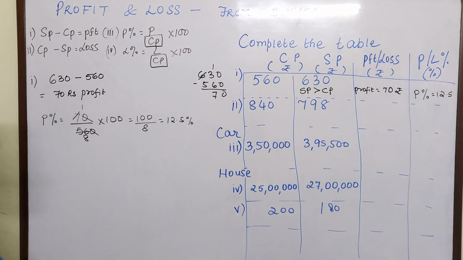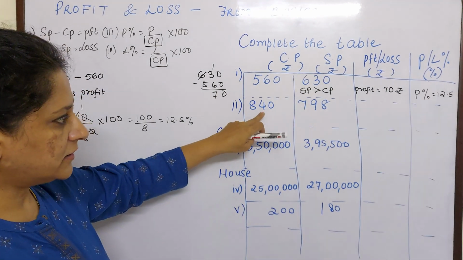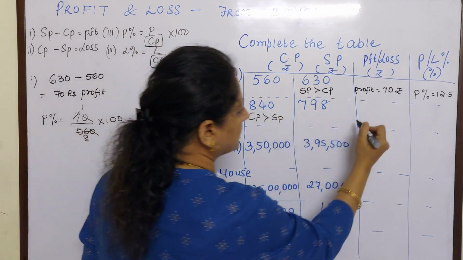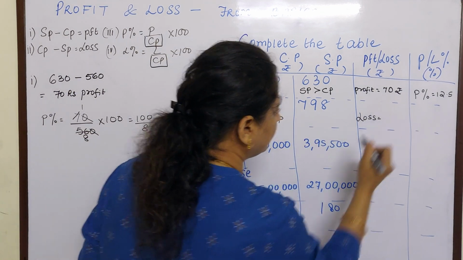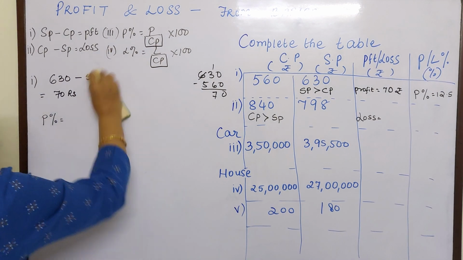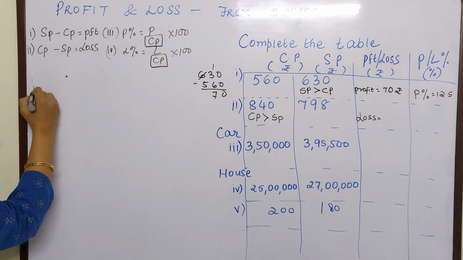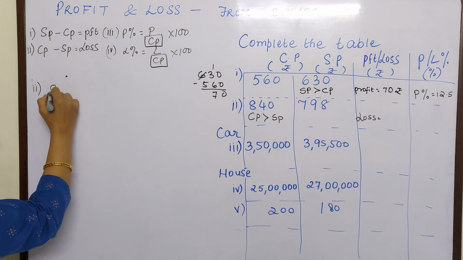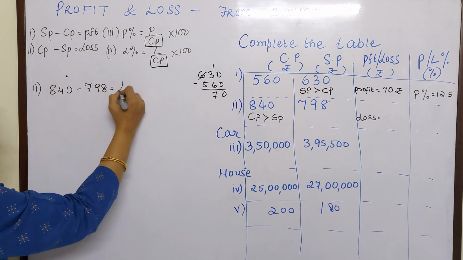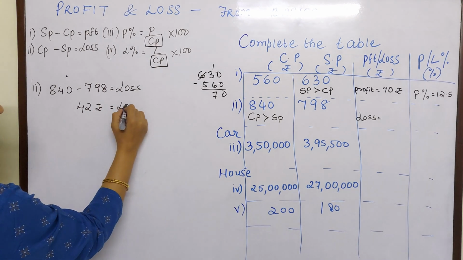Let us go to the next sum. So first thing what you will see, children, which is greater. Now here cost price is greater than selling price. So it is a case of loss. So we will be using the formula of loss. What is loss? Cost price minus selling price. So cost price is 840. 840 minus 798, which will give you loss as 42 rupees. So your loss is 42 rupees.